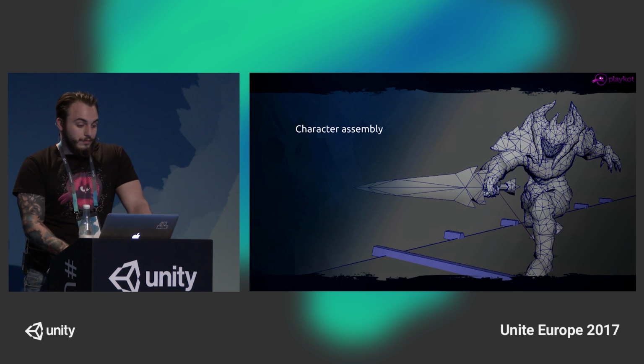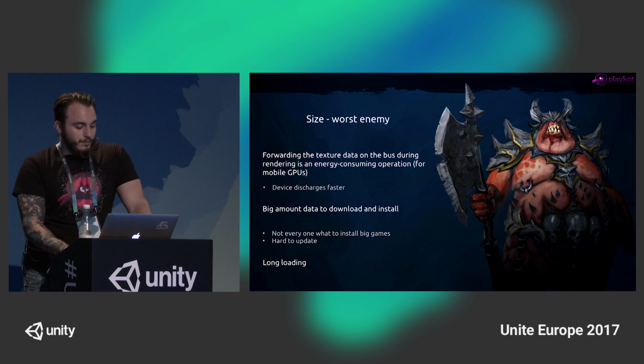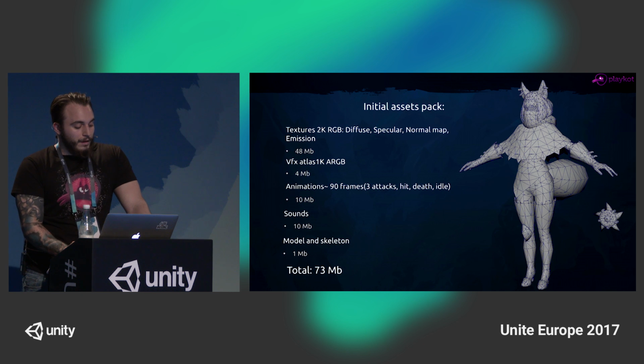Let's begin with our visual part. The most obvious and critical thing is size. Its influence on the battery level and the device heat is crucial. More things to render, more heat from the device and power losses. Your users can be affected too, because nobody wants to wait for hours for a game to download or even update. This is the initial pack of the assets for our characters. Overall, we have about 80 megabytes per character, which as a result gives us 5 gigabytes for all 70 of them. So it sounds pretty ugly.